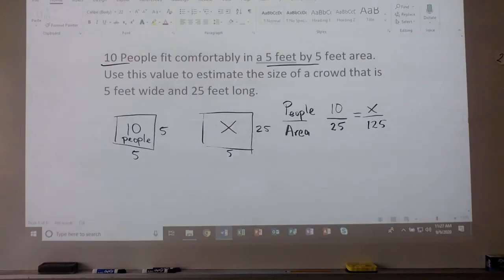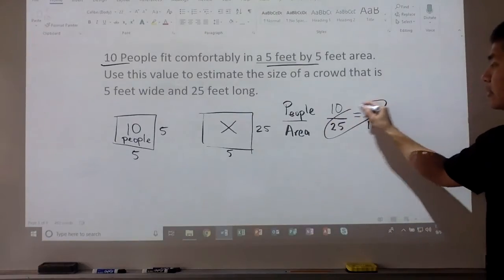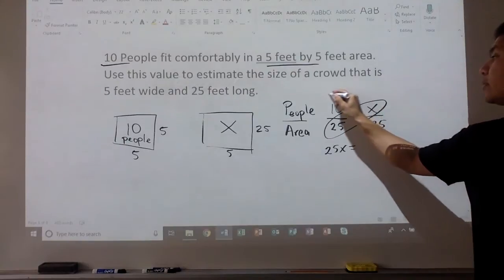And how do you solve proportions? By cross multiplying. I always do the one with the variable first, the letter. So I have 25x equals.